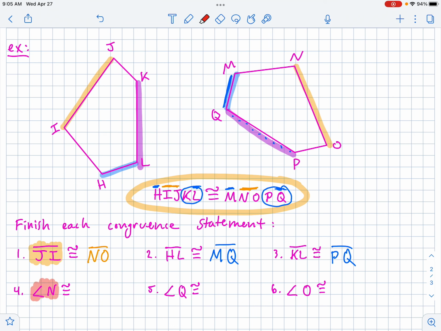Now, angle N. Angle N is this angle right here. And I kind of think it maybe matches up with angle I, but once again, just go to the congruency statement. Angle N is the second letter, and angle I is the second letter. So, yes, angle I. So angle I and angle N are the same. I guess I could start putting congruencies on all these, like this is the same as this, this is the same as this, and then this one is the same as this one.